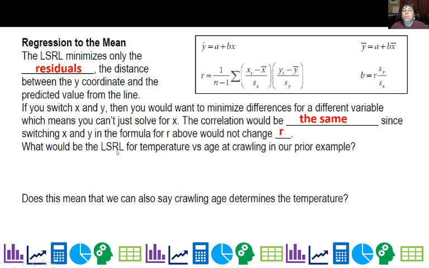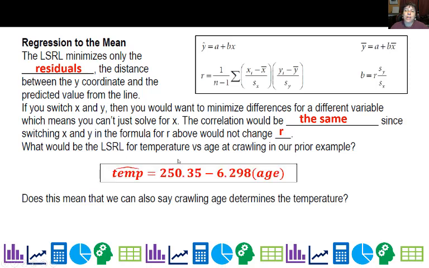So what would be the least squares regression line for temperature versus age? I actually went ahead and calculated it. Predicted temperature equals 250.35 minus 6.298 times the age. I could have recalculated all these values, switching them, and that's basically what I would have done.